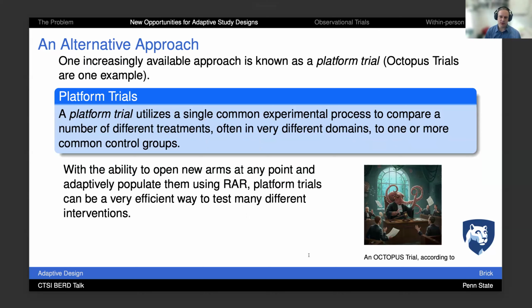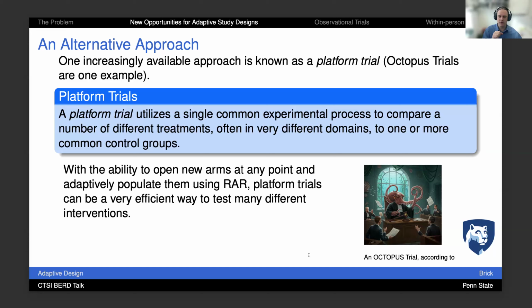An increasingly popular approach is called a platform trial. Octopus trials is another name, or one particular platform. Platform trials use a single common experimental process. And when I say process, I'm really talking about the randomization process here, to compare a number of different treatments, sometimes in very, very different domains, to a set of relatively common control groups. Basically, this is a MAMS trial where you can spin up new arms anytime you want to. When you come up with a new idea, come up with a new question, you can add a new arm to the trial, study it for as long as you need to until you find an answer, and then close it down and have a result.